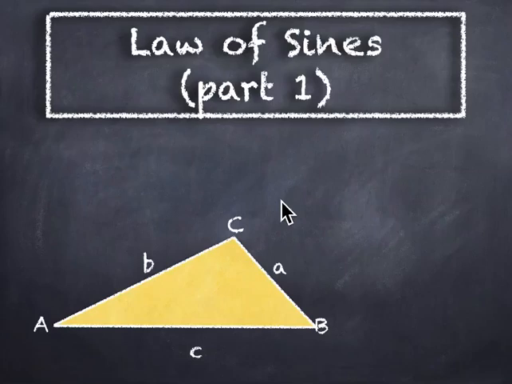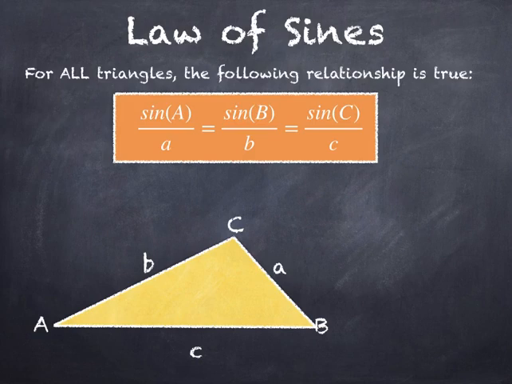Hey, welcome. Today we're going to learn how to solve triangles that don't have a right angle in them by learning about the law of sines. The law of sines is a proportion that is true for all triangles, not just right triangles. And it is simply that the sine of an angle divided by its opposite side, so sine of A divided by A, or sine of B divided by side B, and so forth, that set of fractions is always equal to each other for a given triangle.